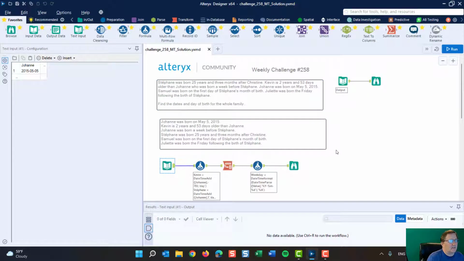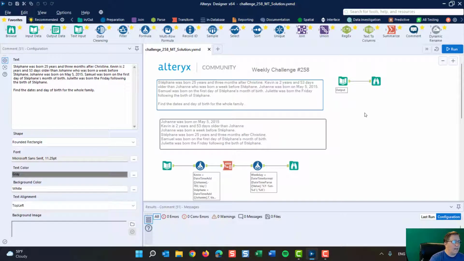And I'm going to do something a little different in this particular challenge. I'm going to walk you through my thinking on how I approached coming up with an answer. So up here it says, Stefan was born 25 years and 3 months after Christine. Kevin is 2 years and 53 days older than Johan, who was born a week before Stefan. Johan was born on May 5, 2015. Samuel was born on the first day of Stefan's month of birth. Juliet was born on the Friday following the birth of Stefan.